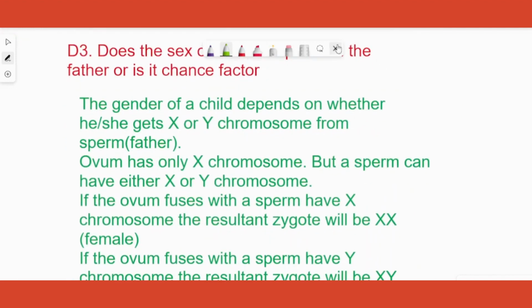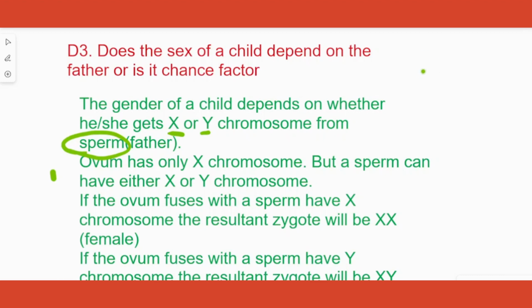Next question, the sex determination question, okay? Does the sex of a child, or the gender of a child, depend upon the father, or is it a chance factor? For this, again, write down the answer, please. The gender of a child, whether male or female, will depend upon whether the child gets the X or Y from the sperm.